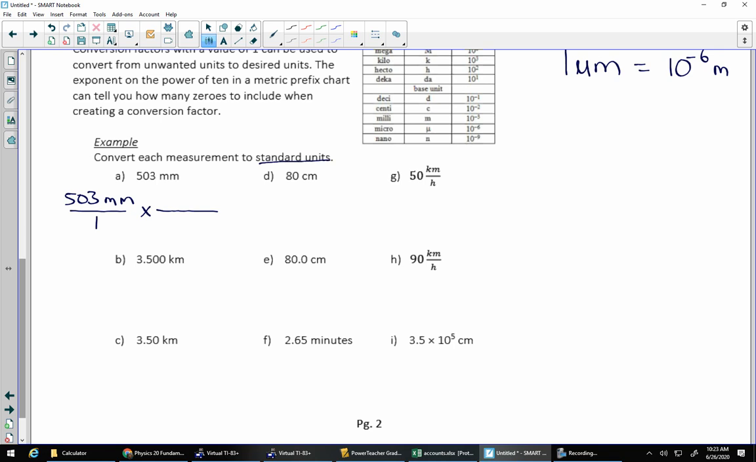So currently I have millimeters on the top in a numerator. If I want to cancel it, I need to divide or put it in a denominator. So I'm going to put millimeters on the bottom. I want to end up with meters, so I'm going to put meters on the top.